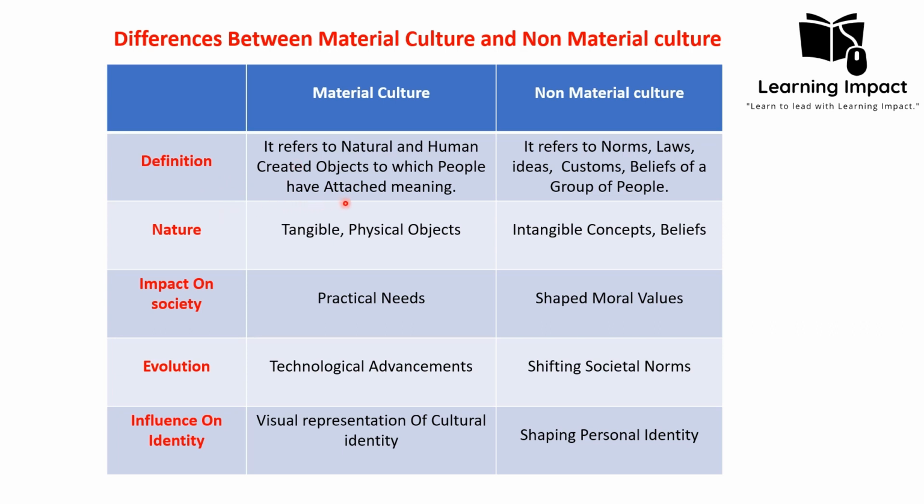Material culture refers to the natural and human-created objects to which people have attached meaning. So anything which you use, whether natural, for example, the fruits we eat, which we get from natural resources, or human-created objects, any luxury item which you use. So this is material culture. In the case of non-material culture, it refers to norms, laws, ideas, customs, and beliefs of a group of people. So the principles or the belief system of the society is called non-material culture.